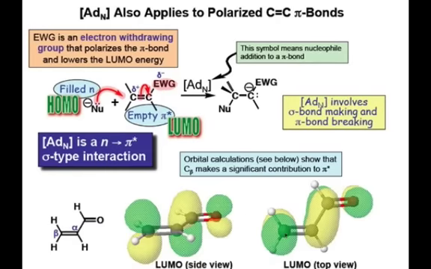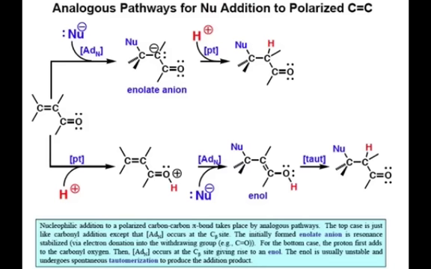If you take a look at the LUMO for an alpha-beta unsaturated carbonyl compound, notice that the terminal carbon makes a substantial contribution to the LUMO orbital density, and so comparing the carbonyl carbon with the terminal carbon of the alpha-beta unsaturated ketone, we see it's not surprising that nucleophiles can add either to the terminal carbon or to the carbonyl carbon. As was the case for direct addition, conjugate addition can proceed by one of two mechanistic pathways depending on the pH of the medium in which the reaction is run.